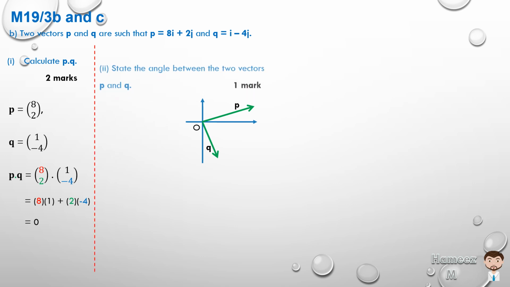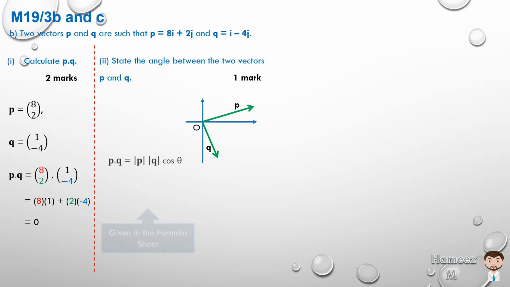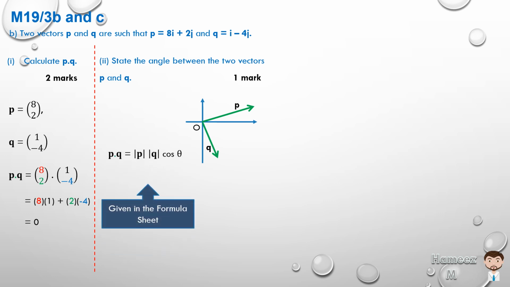Part 2. State the angle between the two vectors p and q. So p dot q is equal to mod p mod q cos theta. That's a formula in the formula sheet. And we just worked out in part 1 what p dot q is, that's 0. So 0 is equal to mod p, the length of p, times the length of q cos theta.